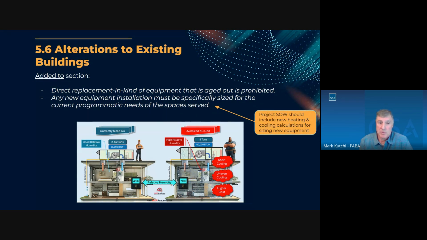In the alterations to existing building section, there was a section added for right sizing equipment. So direct replacement in kind of equipment that is aged out is prohibited. Any new equipment installation must be specifically sized for the current programmatic needs of the spaces served. So basically it says right size the equipment. You never know if that 20, 30-year-old piece of equipment is oversized or undersized. So make sure your project scope of work includes new heating and cooling calculations so that you can properly size the new equipment.